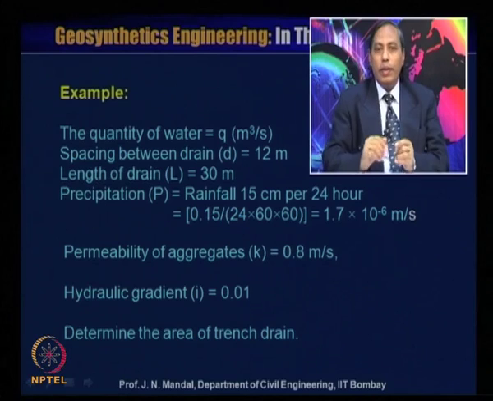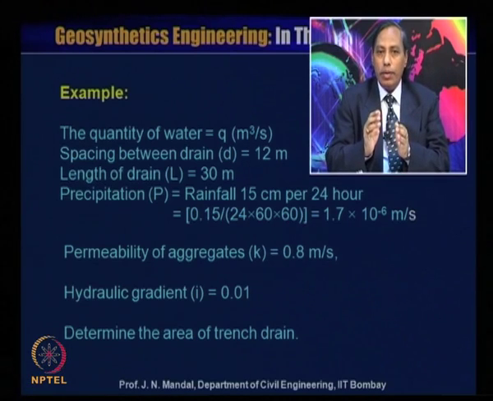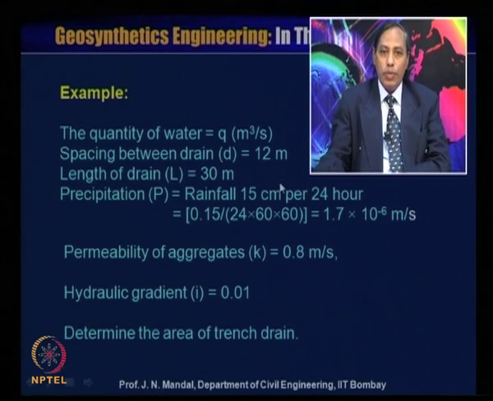For an example, the quantity of water is equal to Q meter cube per second, spacing between the drains D is equal to 12 meter, length of the drain L is equal to 30 meter, precipitation P, that is rainfall, 15 centimeter per 24 hour. That means 15 centimeter, in terms of meter, 0.15. This per 24 hour means 24 into 60 into 60 in second. If you calculate, the precipitation P is equal to 1.7 into 10 to the power minus 6 meter per second.